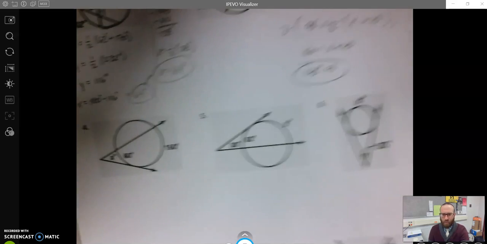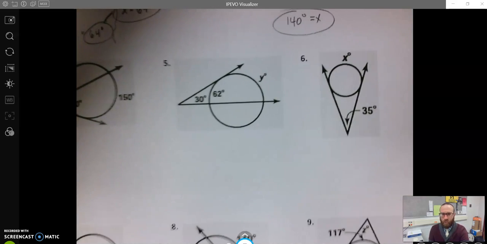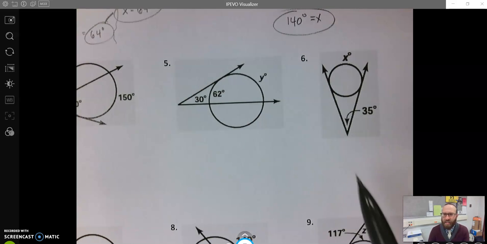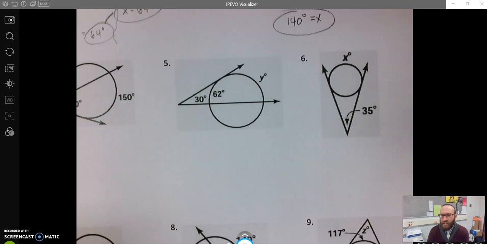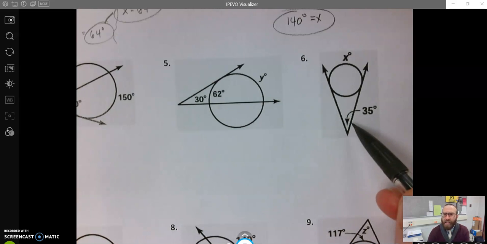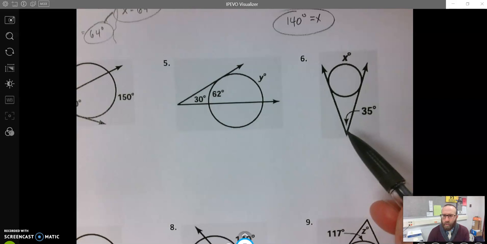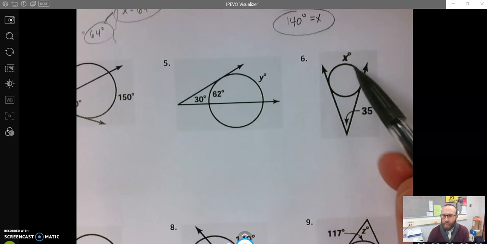I'm actually just going to scroll right down here to number 6 because this is the other problem that I really wanted to point out. Again, a lot of these problems have some different problem solving things going on. I'm just trying to show you a few to help you understand what's going on. The exterior angle, remember, is equal to half of the difference of the intercepted arcs.